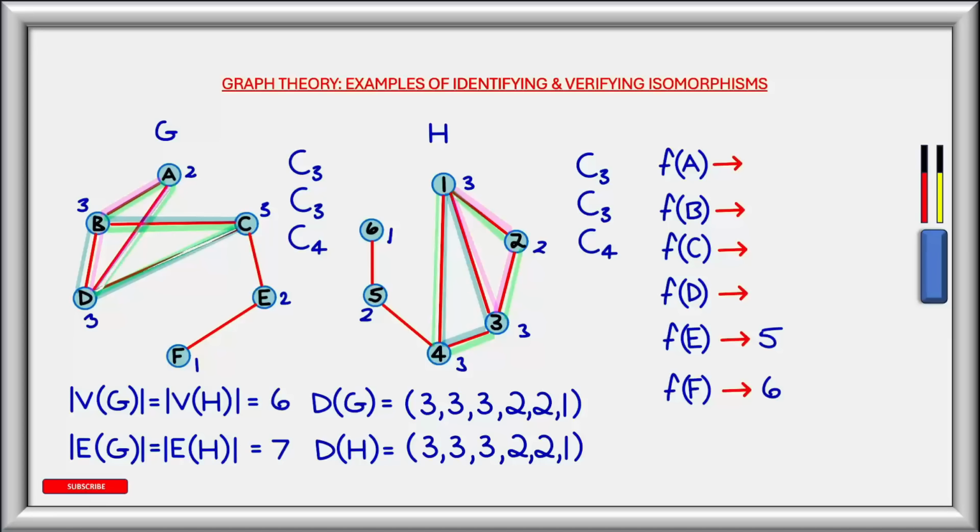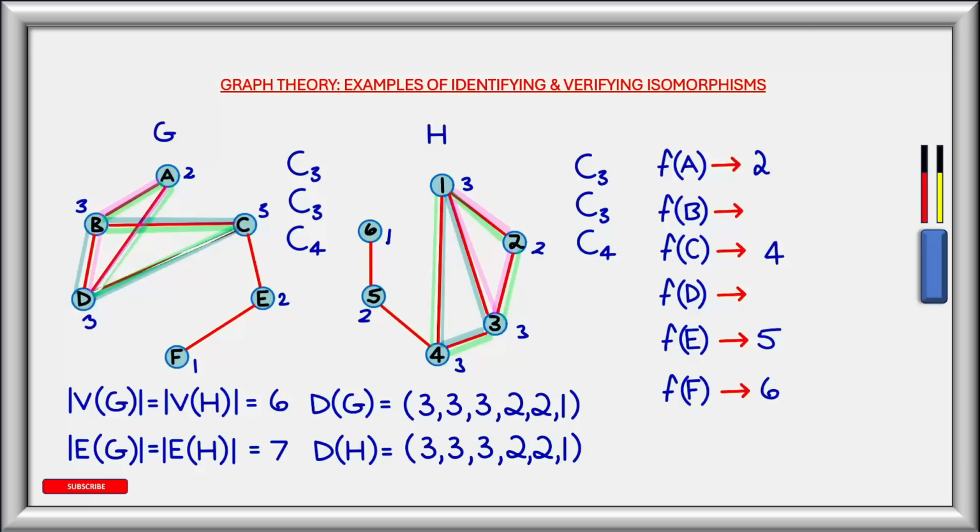And in graph G, vertex E connects to vertex C, which is a degree 3 vertex. And in graph H, vertex 5 connects to vertex 4, which is a degree 3 vertex. And so we can map vertex C in graph G to vertex 4 in graph H. And of the remaining unmapped vertices, in graph G, there is only one vertex with a degree of 2, and similarly in graph H. In graph G, vertex A is a degree of 2, and in graph H, vertex 2 is a degree of 2. And therefore we can map vertex A to vertex 2.